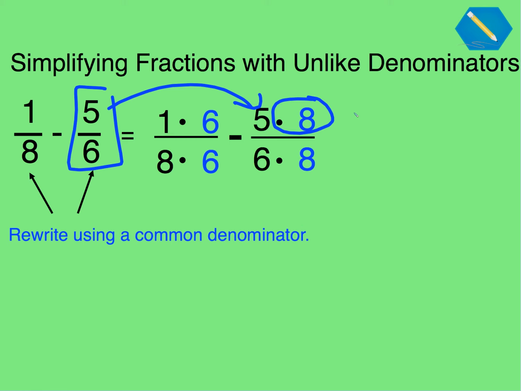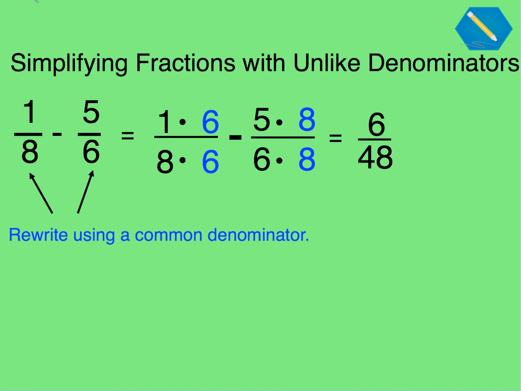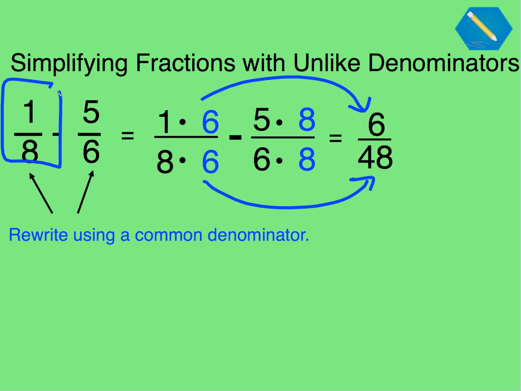Okay, now let's simplify both of these. So let's look back at this fraction, 1 times 6 over 8 times 6. Right here, 1 times 6 would be 6, and 8 times 6 would be 48. So I changed that fraction to 6 over 48. 1/8 is the same as 6 over 48. I know it's the same because I multiplied by 6 in the numerator and the denominator, so I know that that's an equivalent fraction.